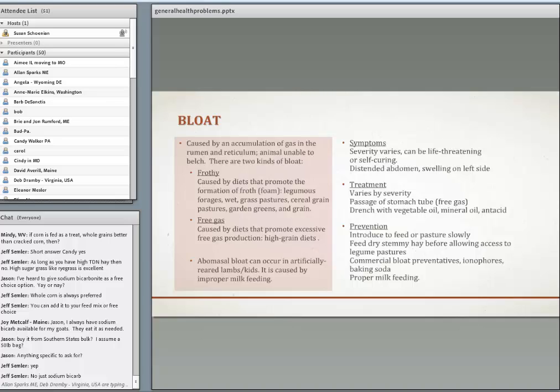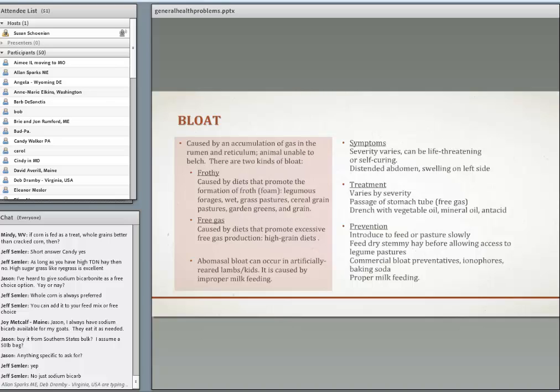Prevention is very similar to acidosis. Introduce them to new feeds or pastures very slowly. For example, if you've got a nice alfalfa pasture or a really lush pasture, fill them up on dry, stemmy hay before turning them out.